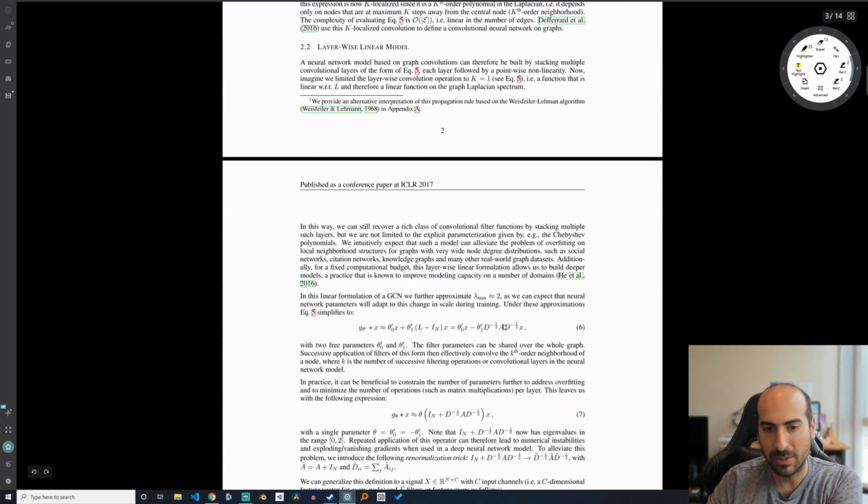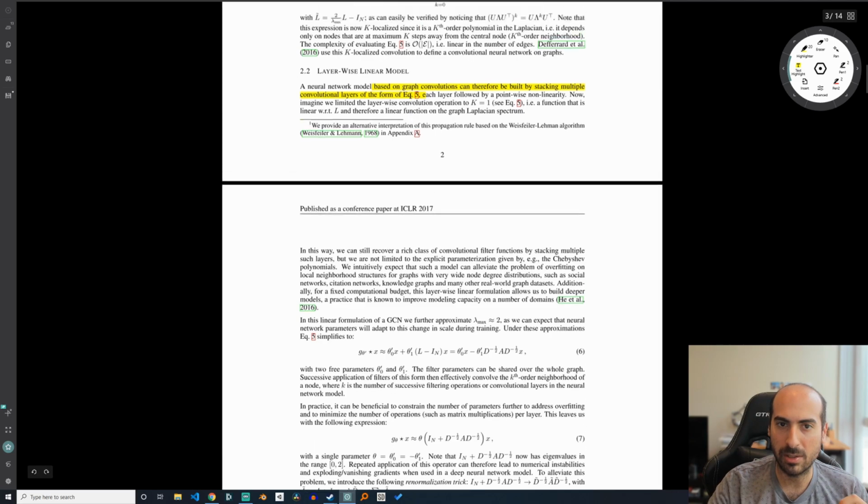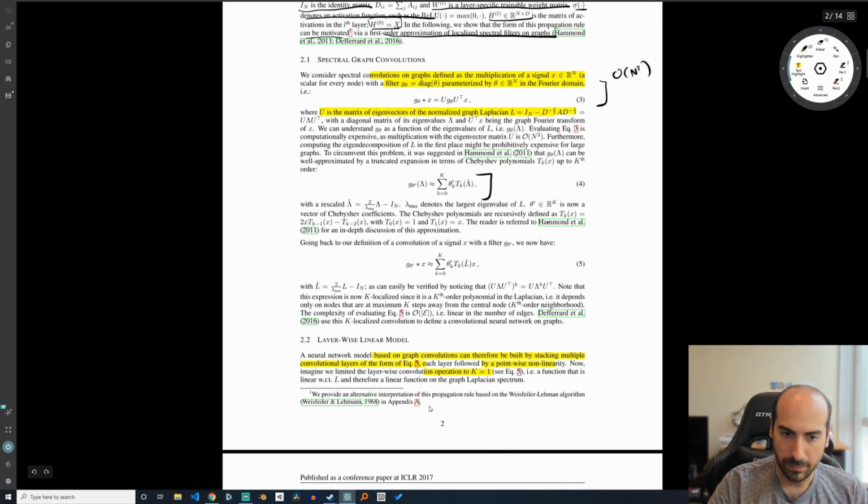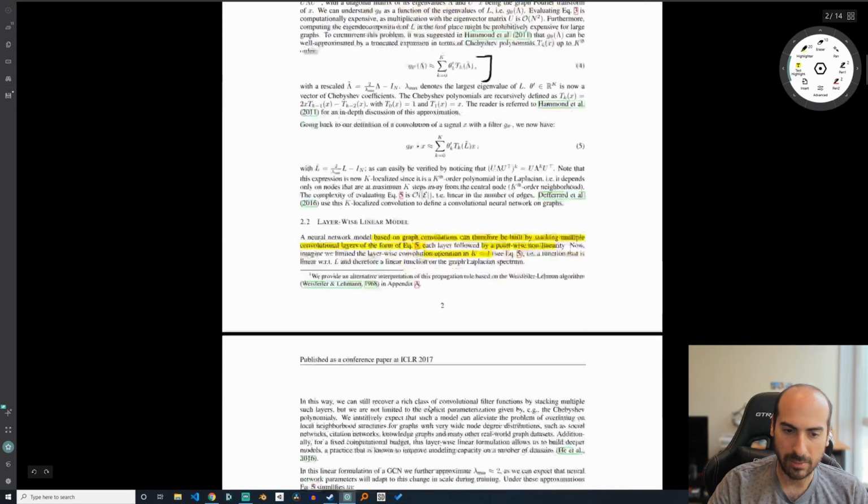And so let's see what they do then. A neural network based on graph convolutions can therefore be built by stacking multiple convolutional layers of the form from equation 5, each layer followed by a pointwise nonlinearity. Now imagine we limited the layerwise convolution operation to K equals 1, therefore a linear function on the graph Laplacian spectrum.